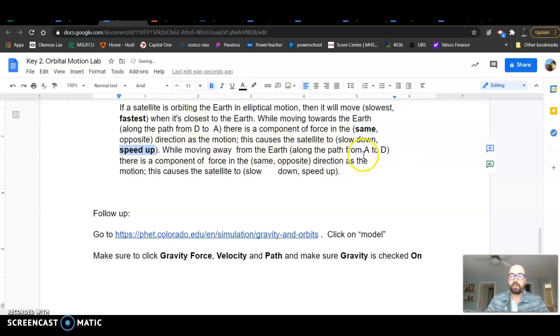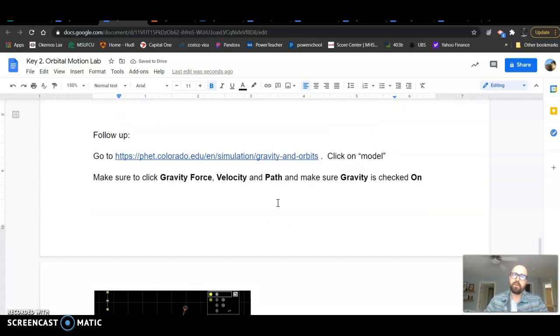While moving away from the Earth, there's a component of force in the opposite direction, and that's what causes it to slow down. Why there's a big space in there, but let's get to that. So that's what's going on there. So you should be able to think, well, why does it speed up and slow down? And it's because there's a component of force, either with it or against it.